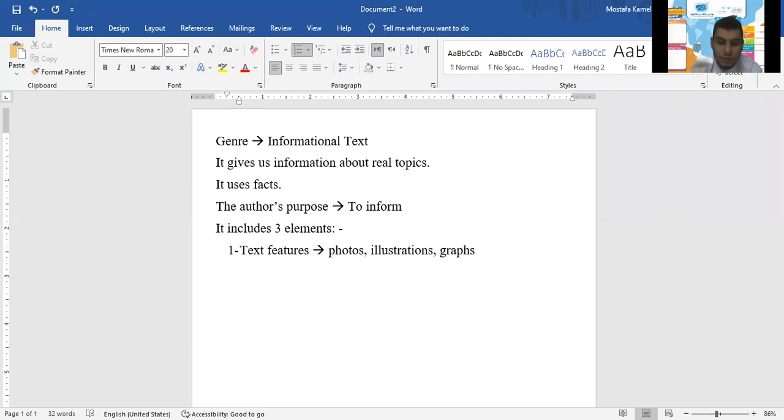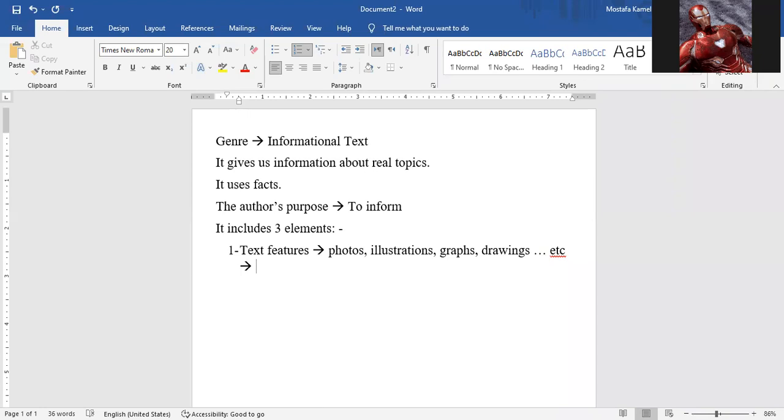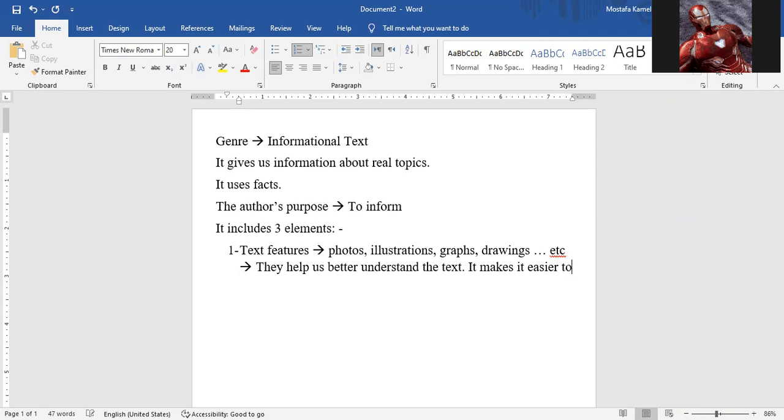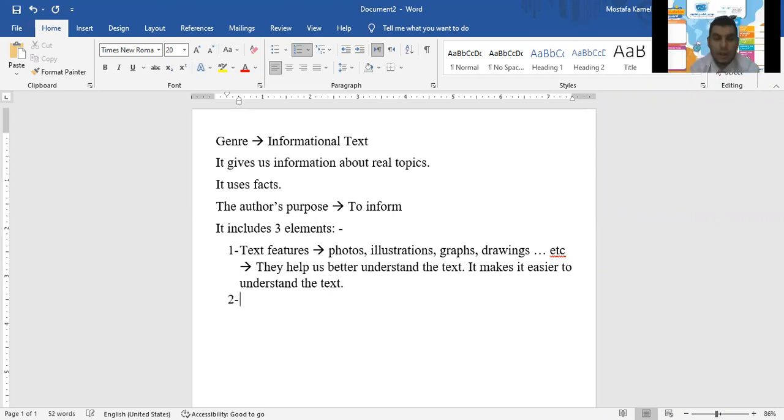Okay. Why do we need the text features, Muhammad? Because it can help us understand the main idea or detail better, and other stuff. It helps us understand the text, right? And it makes it what? Easier to understand. Very good. Thank you very much for that.